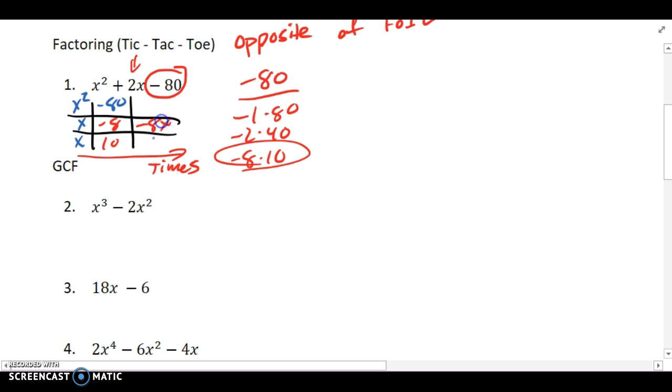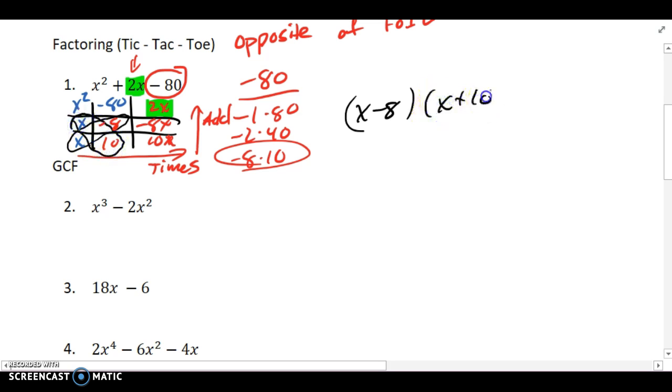So we get negative 8x and 10x. Then we add up, we get 2x. Because, and I will highlight these in green, those match what I've highlighted, we have the right answer. So the answers are the diagonals here: x minus 8 and x plus 10. That's how we tic-tac-toe.